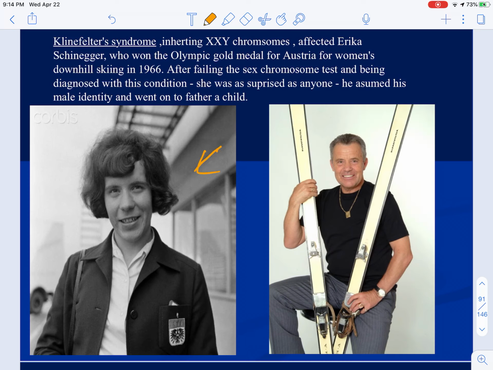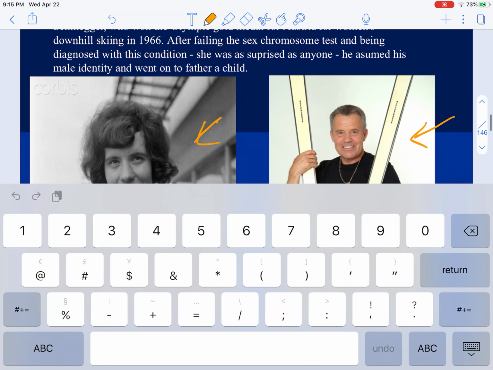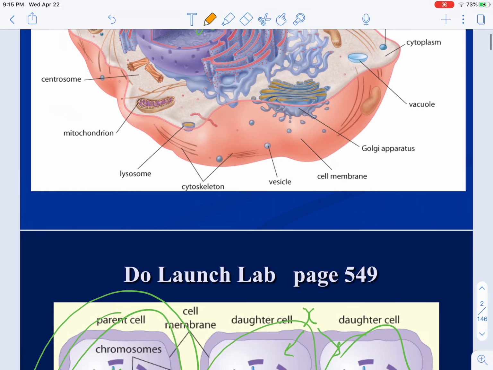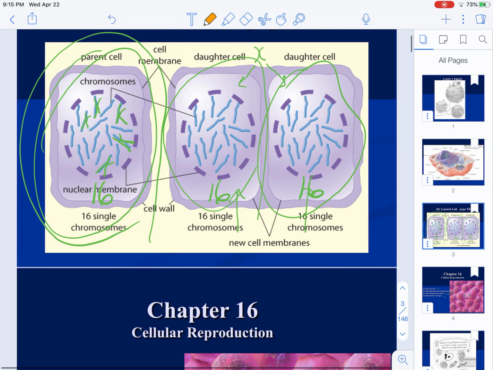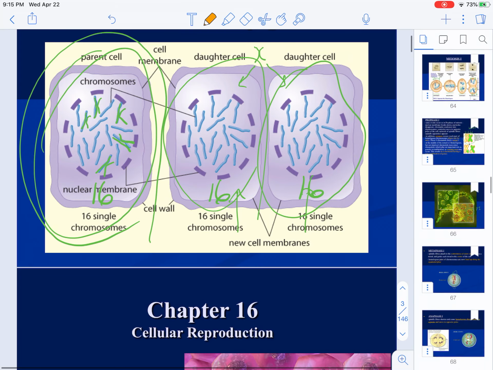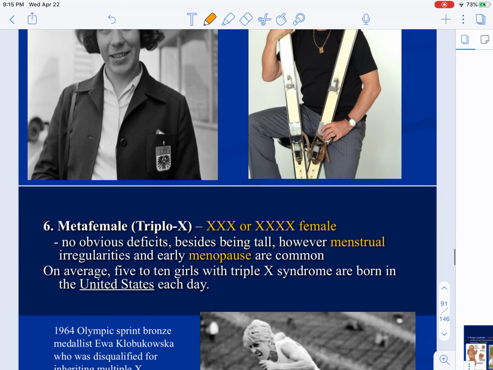This individual was Erica, but then after winning a women's downhill skiing, ended up not passing the genetic test and was basically told, no, you are actually more male. And so there's an interesting historical story of an Olympic gold medalist who I believe lost their gold medal, because that's kind of what happens with failing genetic tests and Olympics.